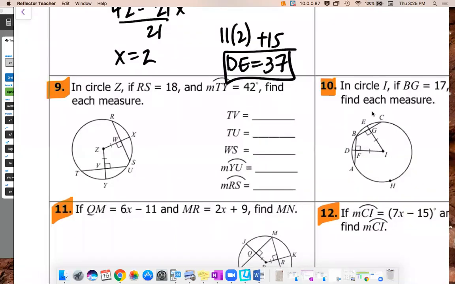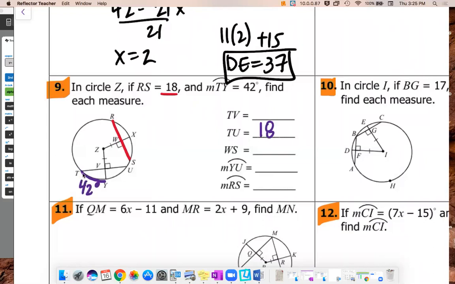So it says in the circle Z, if RS is 18, so this whole entire chord is 18, and the measure of arc TY, so this arc right here is 42 degrees. We want to find each of the measures that are listed over there. So let's start with what we know. So we want to find TV. So I do know that these are equidistant from the center, so that means these chords have to be congruent. So that means if RS is 18, that means all of this TU has to be 18. So I can fill that one in. That has to be 18.